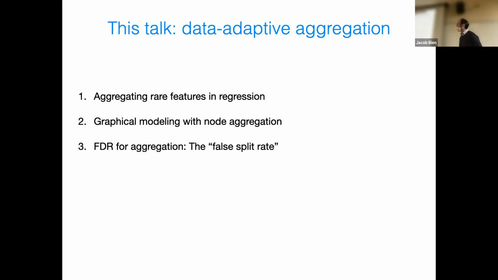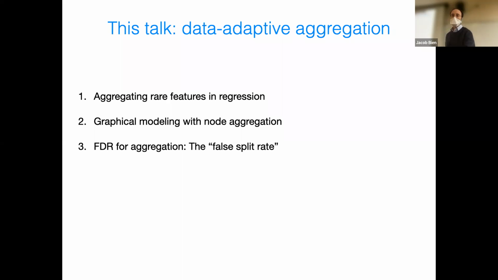And then finally, I'll talk briefly about the question from more of a multiple testing perspective. If you're doing this aggregation process, at some point it seems like we might aggregate too much or too little. So how can we give a sense of how we're doing? Something like the false discovery rate, but for aggregation, which we will call the false split rate. How many times did you split something up where you should have left it aggregated, essentially? Okay, so that's the overview.